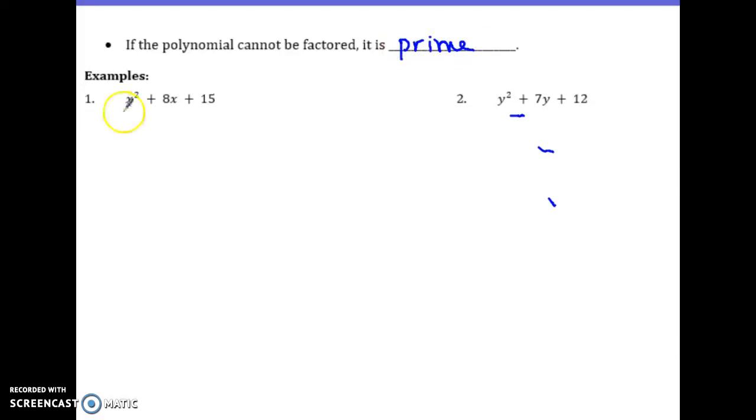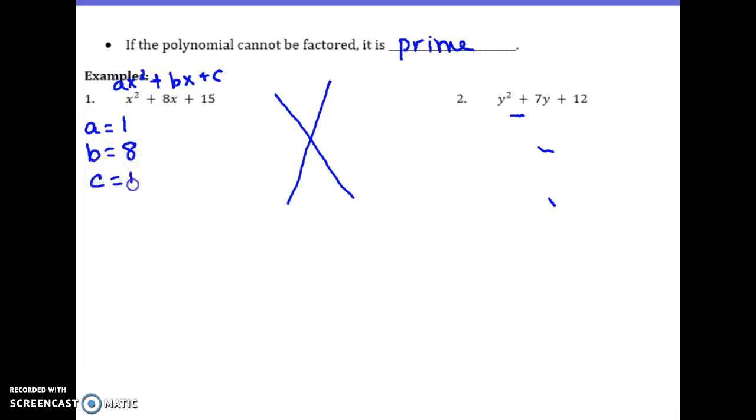So in this first example, I'm going to use the x method, because it's in standard form, the form of ax squared plus bx plus c. I'm going to identify my a, my b, and my c. My a is the coefficient of x squared, which is 1. My b is 8, and my c is 15. With the x method, we take a times c and place it at the top, and our b is at the bottom.